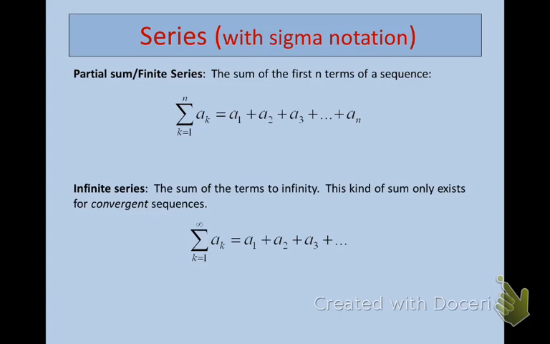Series, like I said, means to add up terms within a sequence. So the first one that we look at is a partial sum or a finite series. Basically what that means is that I'm adding just the first n terms of a sequence. So I'm saying, okay, here's my sequence. I only want to add the first 10 terms of that, or I want to add the first 100 terms of that, right? So in other words, A1 plus A2 plus A3 plus and so on, all the way up until I hit however many terms I'm trying to add.